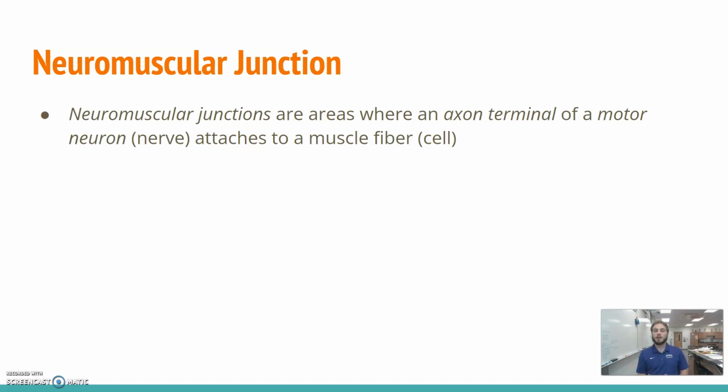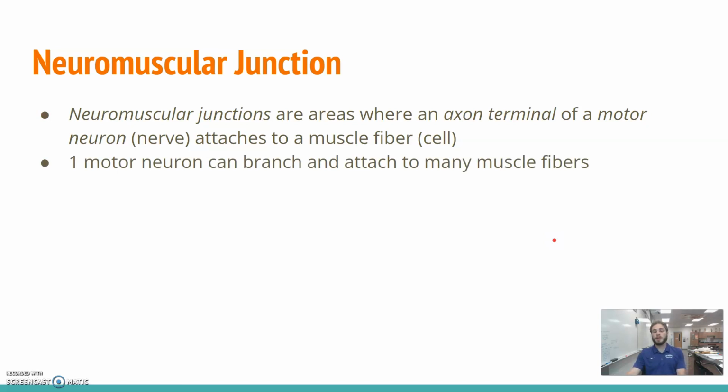Axon terminals are going to be the ends of a neuron that are delivering a message. Neurons, when we learn about this during our nervous system, have a receiving end and a delivering end. Axon terminals are the delivery end. They are sending some sort of message onto whatever comes next, be it a neuron, another neuron, or a muscle fiber in this case.